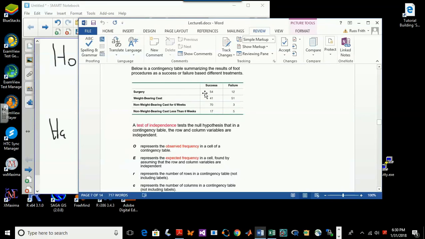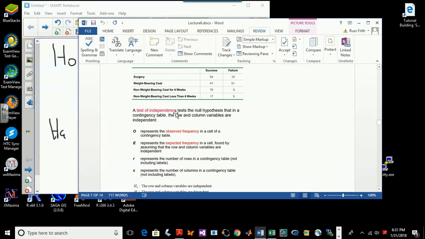Okay, so a foot ailment was treated by 66 surgical cases, and 54 were success, 12 were failures. There was a weight-bearing cast applied to the foot, the same foot ailment, 41 successes, 51 failures. A non-weight-bearing cast for 6 weeks applied, 70 successes, 3 failures, for the same foot ailment, and then non-weight-bearing cast less than 6 weeks, and there were 17 successes and 6 failures.